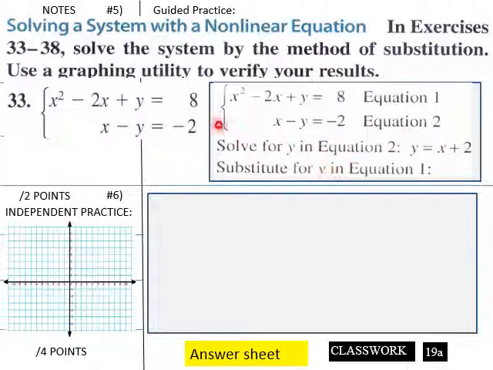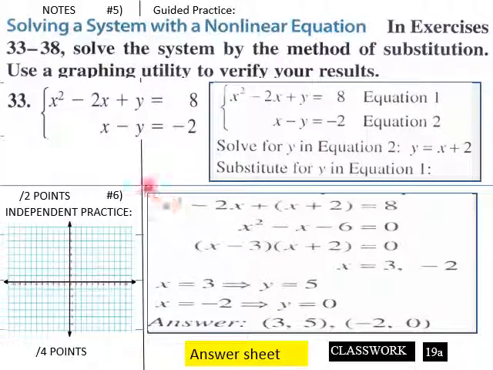Substitute for y in equation 1. So y equals x plus 2. We'll put that up here. And when we do that, we have x squared minus 2x plus x plus 2 equals 8. We combine like terms, we end up with this here, x squared minus x minus 6. We factor this down into these two binomials. Now we have two solutions, x equals 3, x equals negative 2.